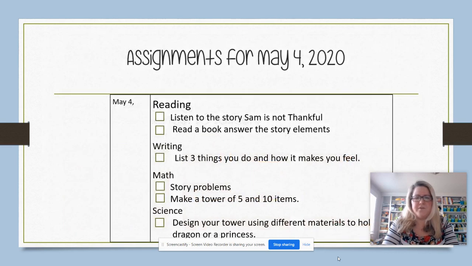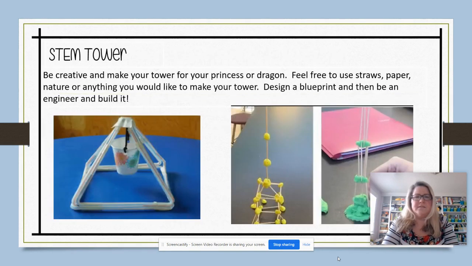Okay, so now that I've gone over the assignments for math, I'm going to put a check there for story problems. And I'm also going to put a check for the make a tower of 5 and 10 items, since that is also finished. So now we're going to design your tower using different materials to hold a dragon or princess. STEM tower. So this is be creative and make your tower for your princess or dragon.